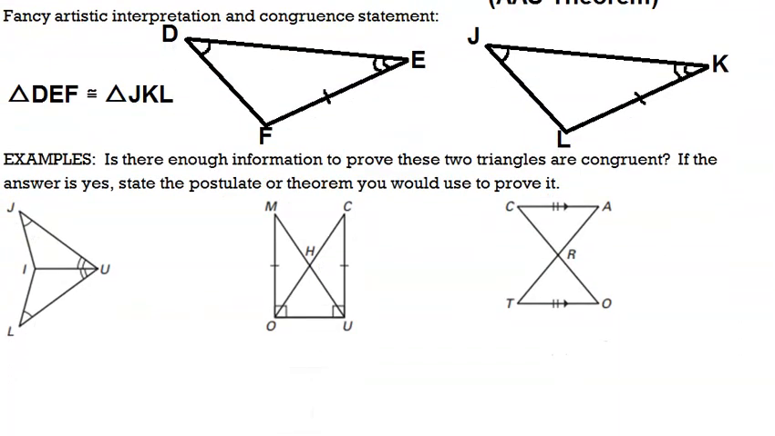All right, here are the examples. Is there enough information to prove that these two triangles are congruent? If the answer is yes, state the theorem or postulate you would use to prove it.